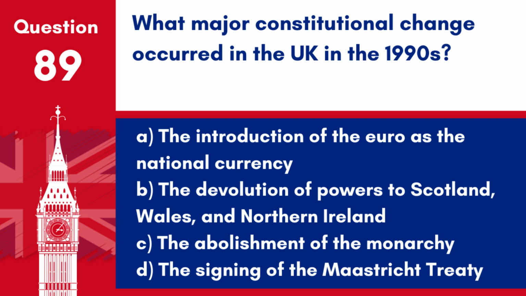Question 89. What major constitutional change occurred in the UK in the 1990s? A. The introduction of the euro as the national currency. B. The devolution of powers to Scotland, Wales, and Northern Ireland. C. The abolishment of the monarchy. D. The signing of the Maastricht Treaty. Answer: B. The devolution of powers to Scotland, Wales, and Northern Ireland. The 1990s saw significant constitutional changes with the devolution of powers to these regions, providing them with greater autonomy.